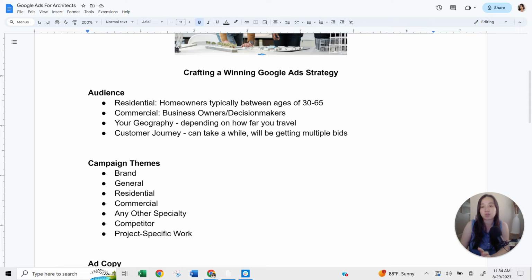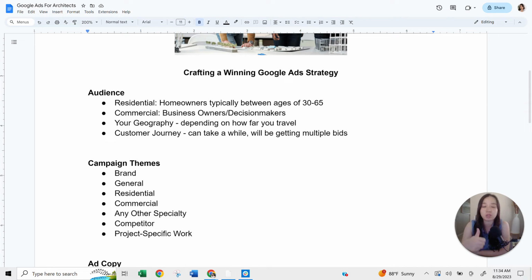And then next would be general. So general would be someone searching for like architect near me, and so forth. So they're looking just generally for an architect, but we don't know specifically if they're looking for residential, commercial, medical, and so forth. So I want you to have a campaign for just general.